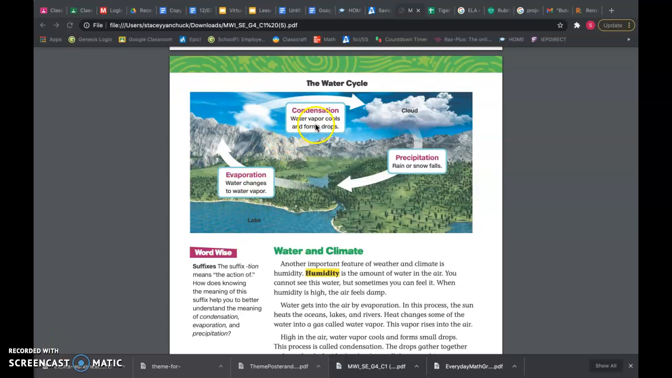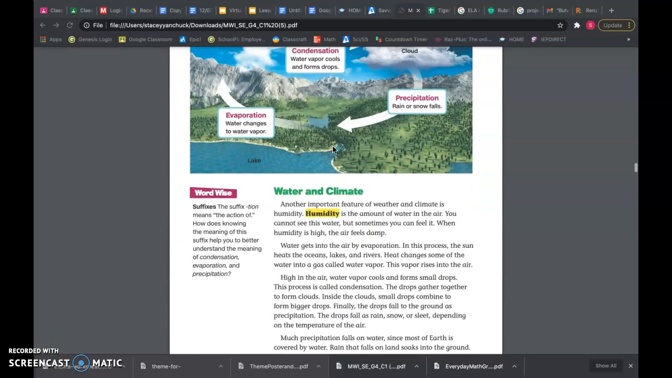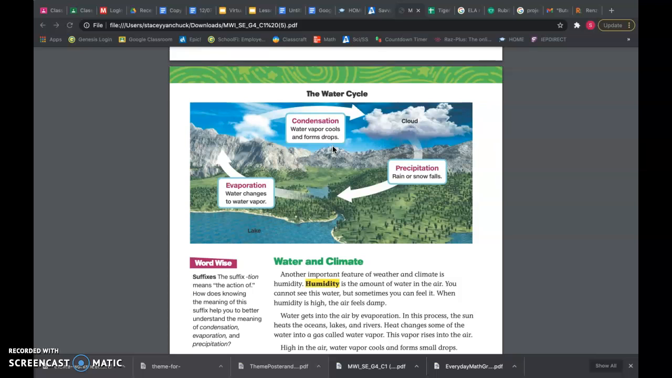Hey guys, here is a great picture on page 16. We're going to do page 16 and 17 of chapter 1, lesson 2. Here's a great picture of the water cycle.